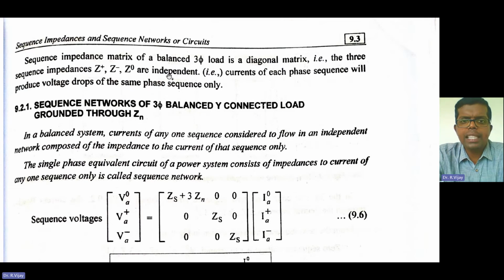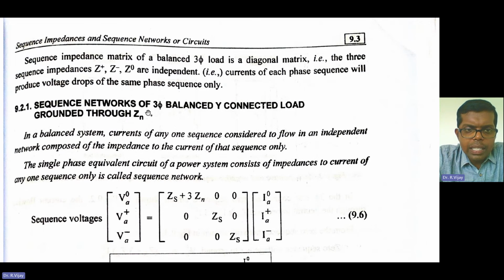The sequence impedance matrix of a balanced three-phase load is a diagonal matrix. That is, the three sequence impedances, Z positive, Z negative, and Z zero, are independent. That is, the current of each phase sequence will produce voltage drops of the same phase sequence only. That is a conclusion from the above.